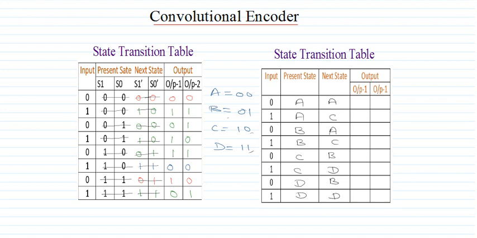Now the outputs will remain the same as they are. I'll just make the entries here. So this is 00, this is 11, and here we have 01, then we have 10, then 11, and 00, then 10, then finally 01. So now this is the modified state transition table. Making use of this, we can easily construct the state diagram. So let us copy this and move to the next slide.